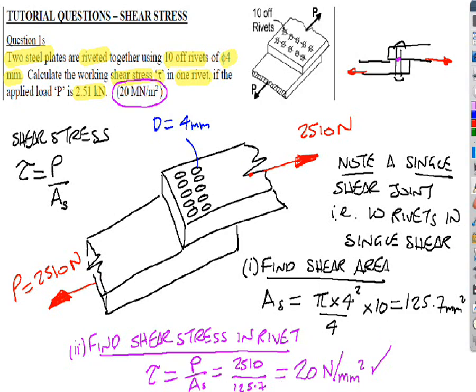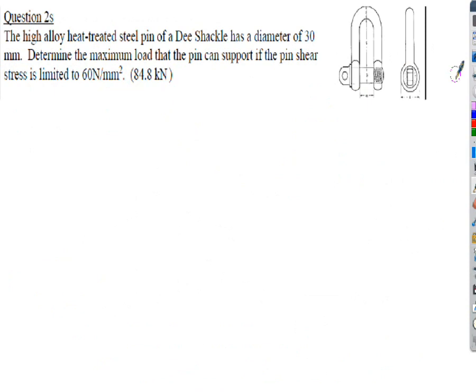That's question 1 then. We've got this D-shackle, like I showed you in the picture before. The high alloy heat-treated steel pin of the D-shackle has a 30mm diameter. We've got to determine the maximum load here, that will be the P. When they say maximum load, that's the P value that the pin can support if the pin stress is limited to 60 newtons per millimeter squared.